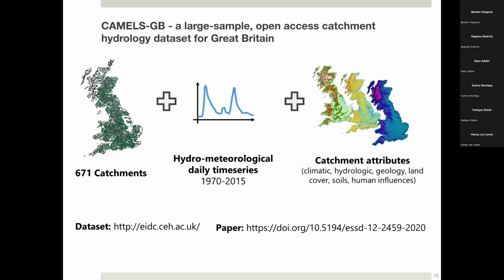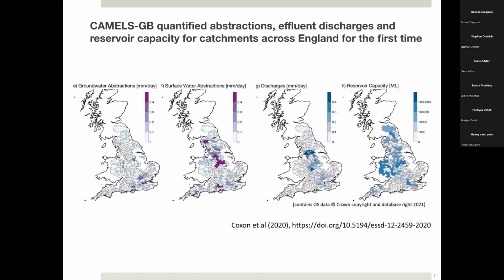What is quite different is that Gemma managed to retrieve data that quantify water abstractions, effluent discharges, and reservoir capacity for catchments across England. And this is extremely useful because it enables us to assess the impact of human activities on flow, on hydrology, and that's the first time that this data have been made publicly available.